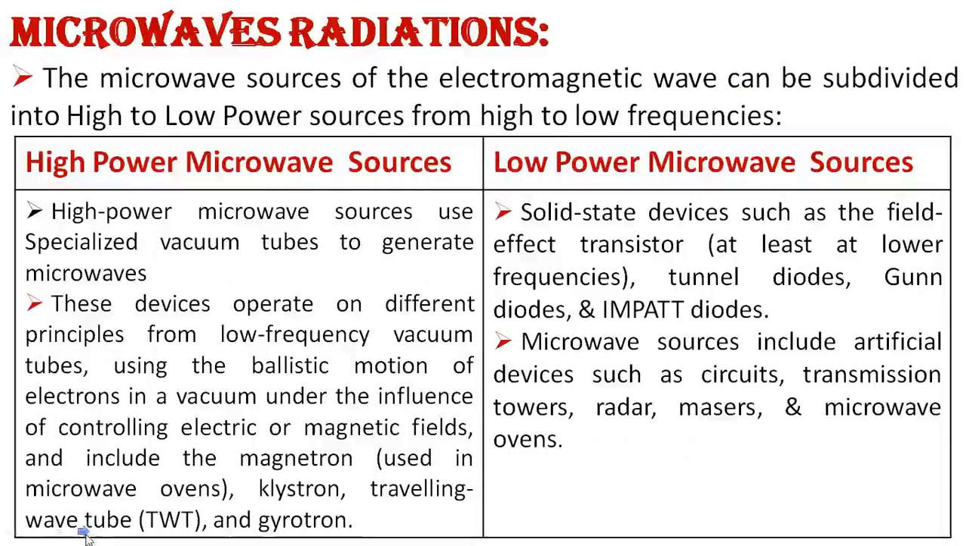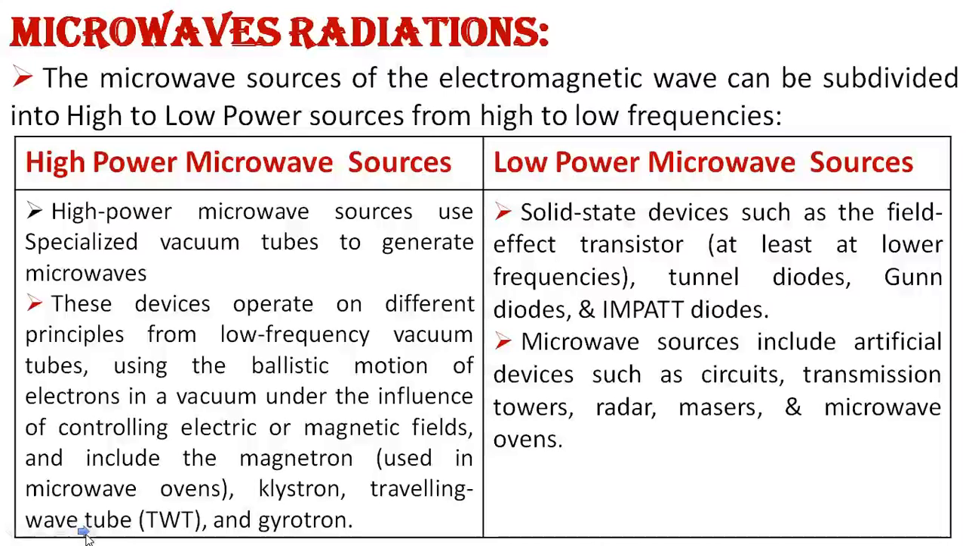Now it is again divided into two categories, depending on the power. First one is the high power microwave sources and second is the low power microwave sources. So the microwave sources of the electromagnetic wave can be divided into high to low power sources, from high to low frequency. So first one is the high power microwave sources.